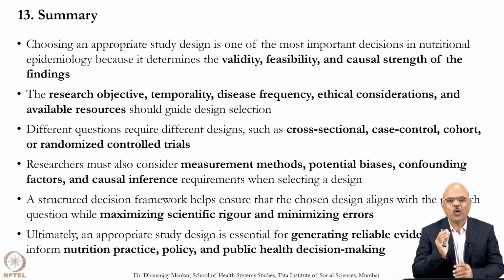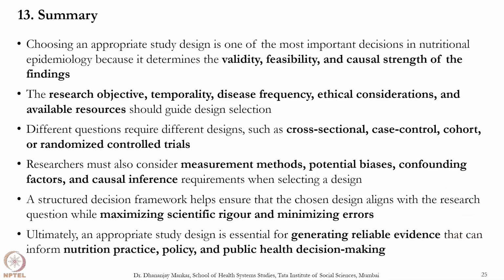A researcher must also consider measurement methods, potential biases, confounding factors and causal inference whenever they have to select a proper study design. So a structured design decision framework helps ensure choosing the right design, and it helps the researcher with questions like maximizing the scientific rigor they require and minimizing the error. Ultimately, an appropriate study design is essential for generating reliable evidence that can inform nutrition practice, policy and public health decision making. So with this we come to an end of this chapter.